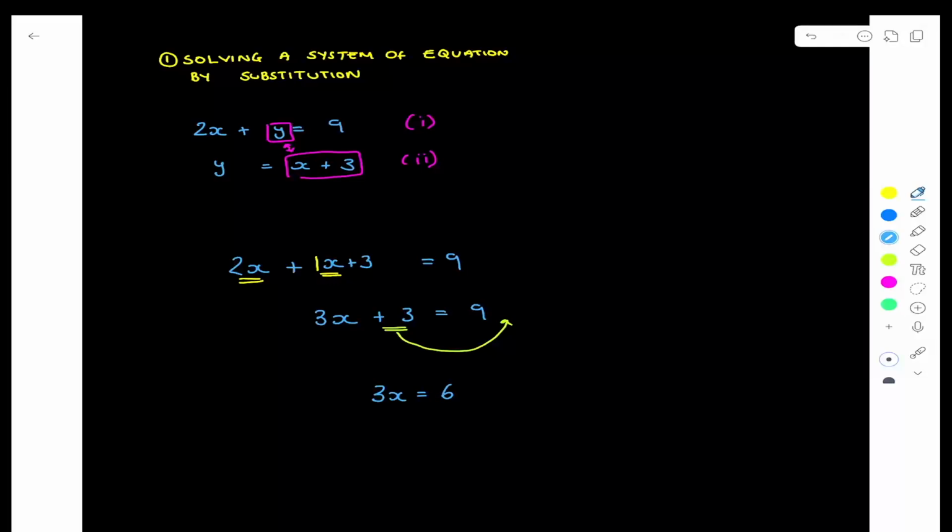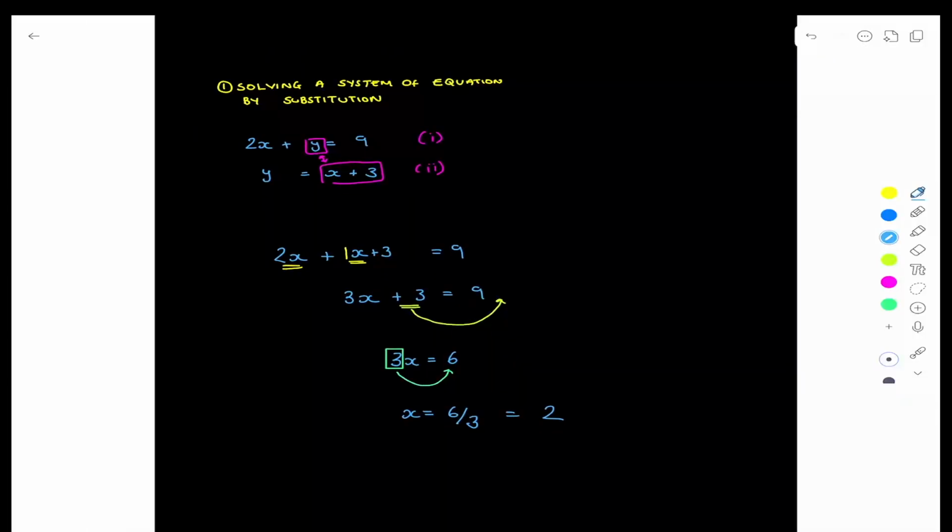And then your final step is we just want to get rid of this 3. So what are we going to do? Again, you could think of it as bringing it to the other side. It is a times on the left hand side, so when you bring it across, it becomes a divide. So x is 6 divided by 3, which is 2. So my first solution is x equals 2.